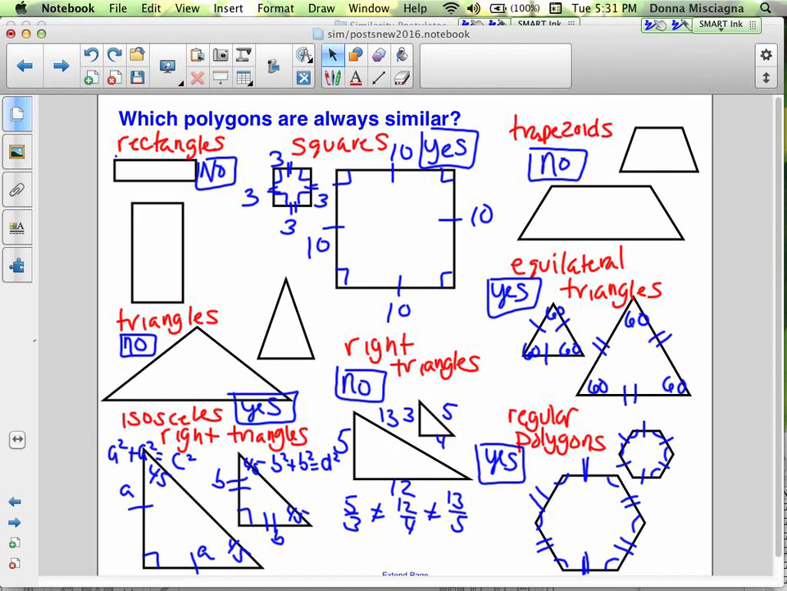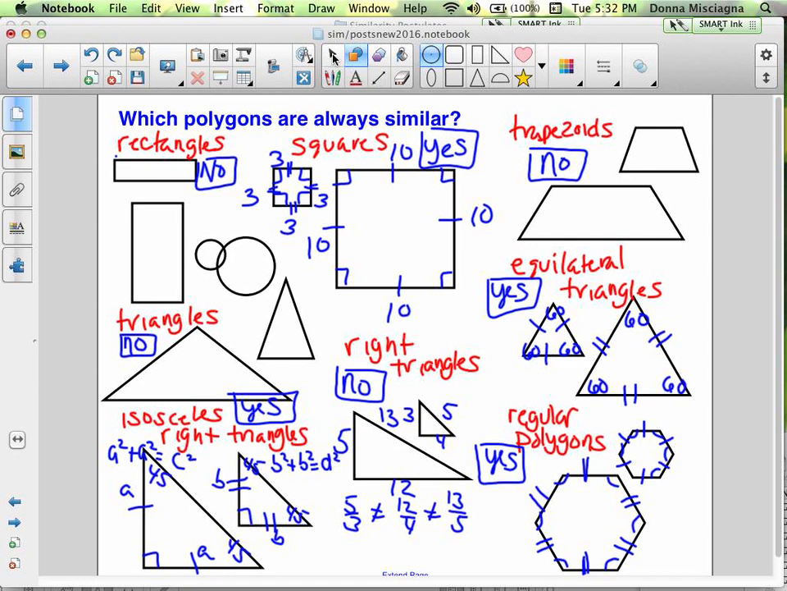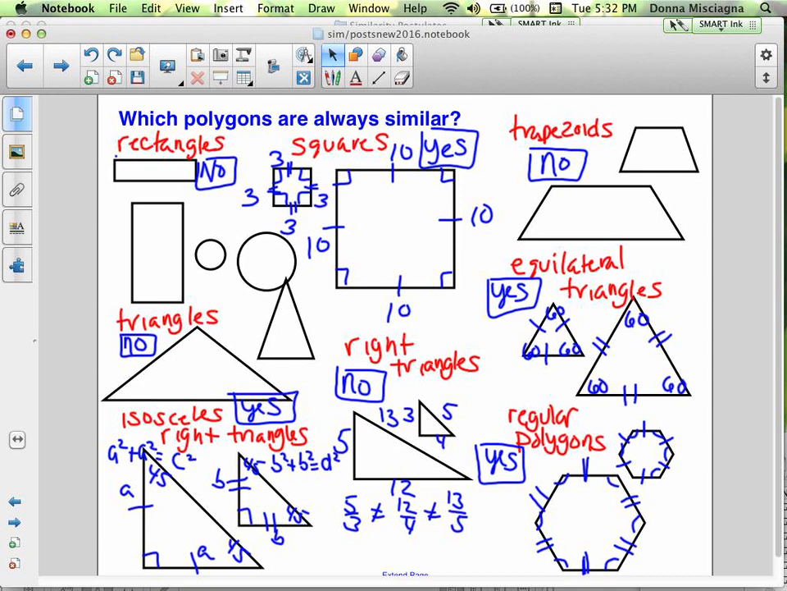So the types of figures that are always similar are regular polygons. Actually, all of your regular polygons, squares and equilateral triangles are a type of regular polygon. They will always be similar, and the isosceles right triangles. There's one other figure, it's not a polygon, but it will always be similar, and that is your circle. Right? All circles are also similar.